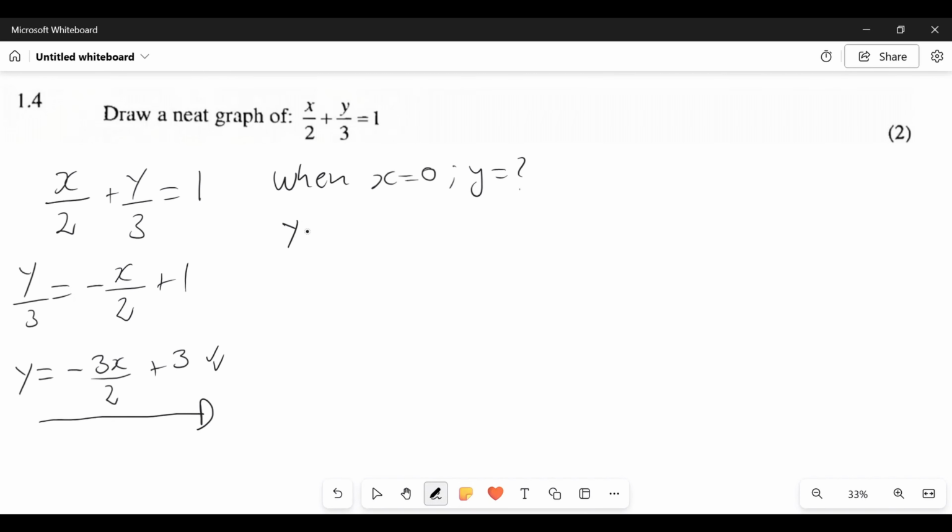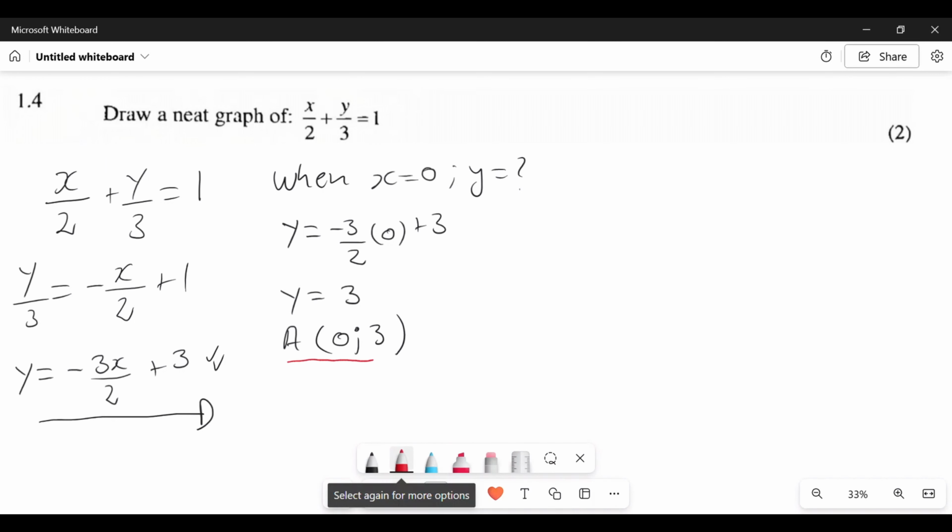So we can say y is equal to -3/2 multiplied by 0, because now instead of writing x, we're going to write 0, plus 3. So y is going to be equal to 3. So we can say this point here, when x is 0, y is going to be 3. Guys, to draw a straight line graph, we just need 2 points. So this is point number 1, and then we just need the second point. We're going to call it point B.